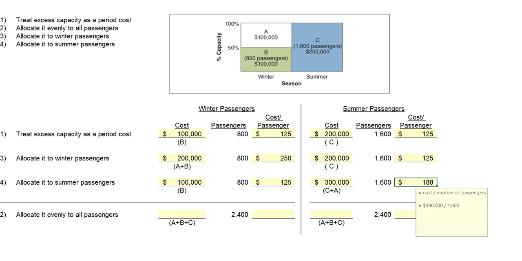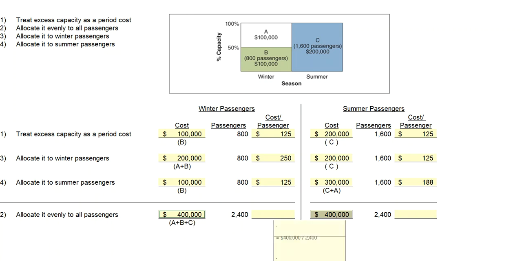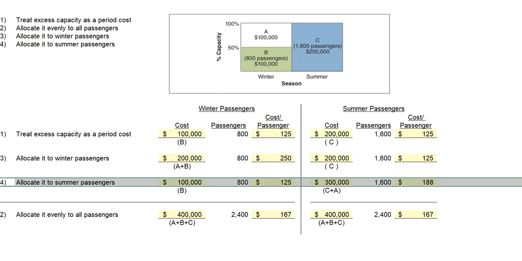We could also consider allocating it evenly to all passengers. In other words, take the $400,000, regardless of whether they're winter or summer passengers, and spread it over the entire 2,400 passengers we expect to fly in a given year, and we would have $167 per passenger, regardless of whether it is a summer or a winter passenger. So conceptually, you can see it probably makes the most sense to think about allocating that excess capacity to the summer passengers, since we've acquired the excess capacity to serve the higher customer demand in the summer months.